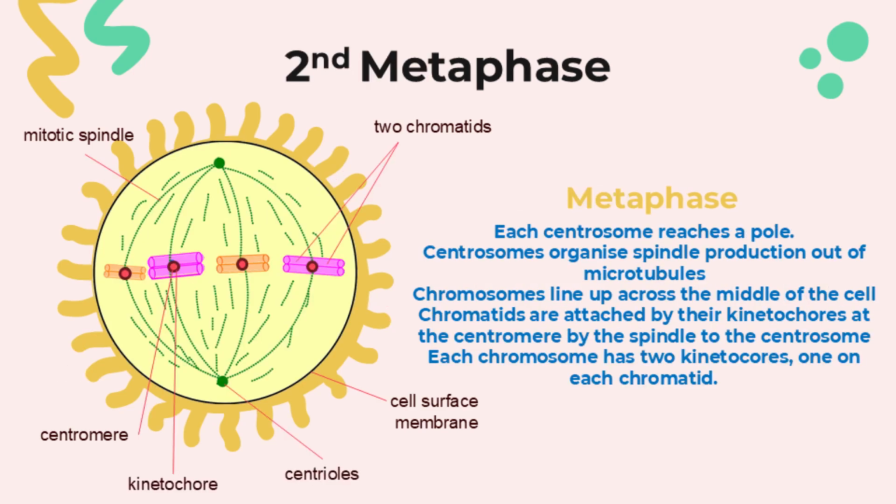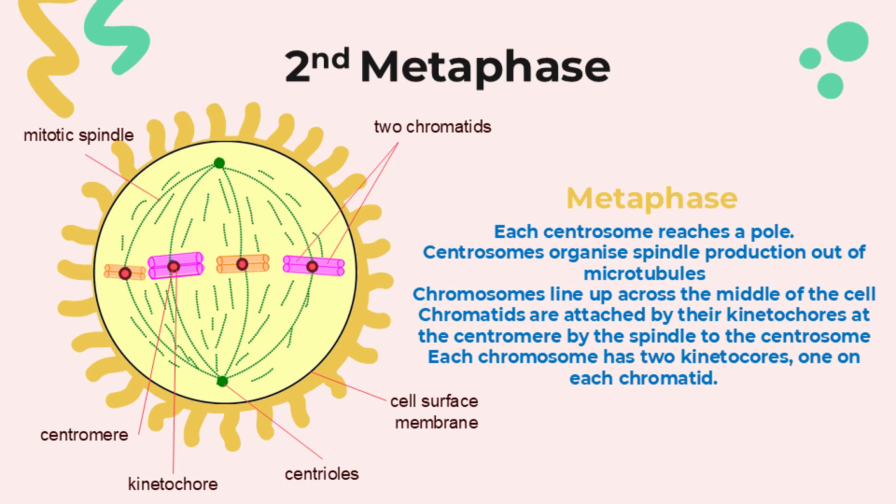The second stage is metaphase. In metaphase, each centrosome reaches a pole. Centrosomes organize the spindle production out of microtubules. Chromosomes line up across the center or the middle of the cell, sometimes called the equator. Chromatids are attached by their kinetochores at the centromere by the spindle to the centrosome.